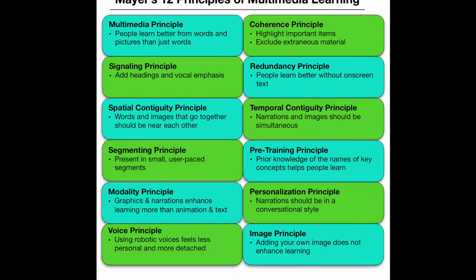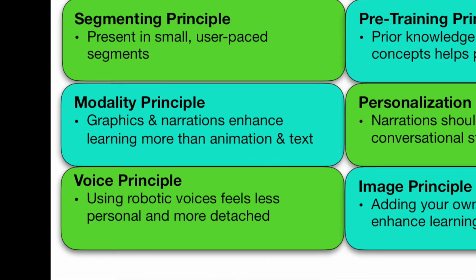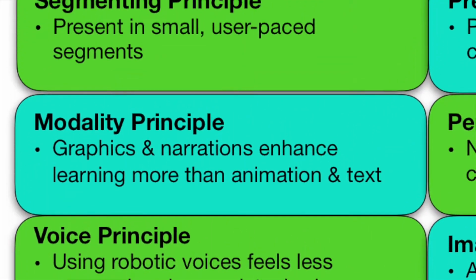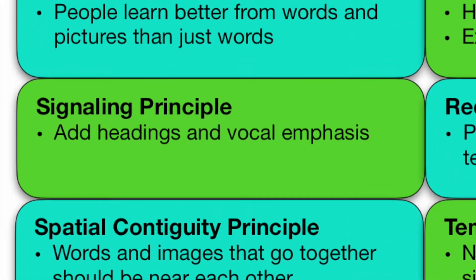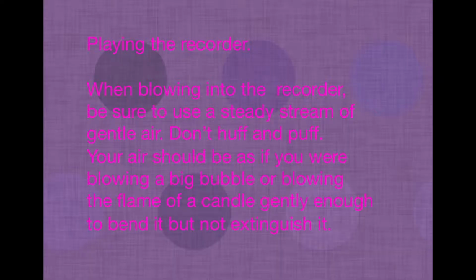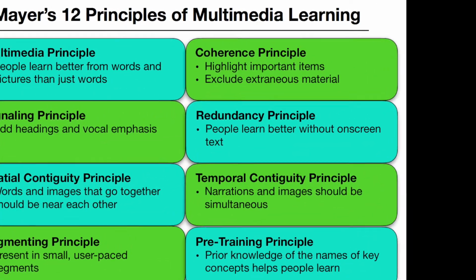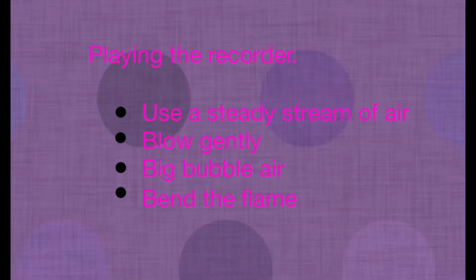Let's start with the voice principle. Taking out that robotic voice will help the learners feel more engaged as they watch Gary's presentation. Then we'll focus on the signaling principle and add a header to Gary's first slide so the learning will feel more organized. Next, we'll follow the coherence principle and take out all the extra words and use bullet points so that the focus of the slide is clear to the learners.